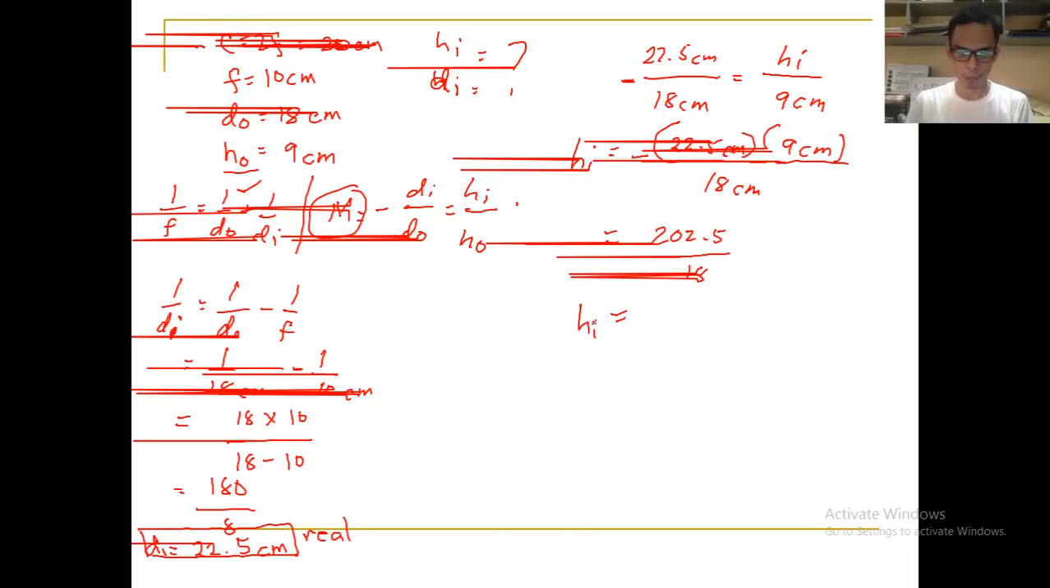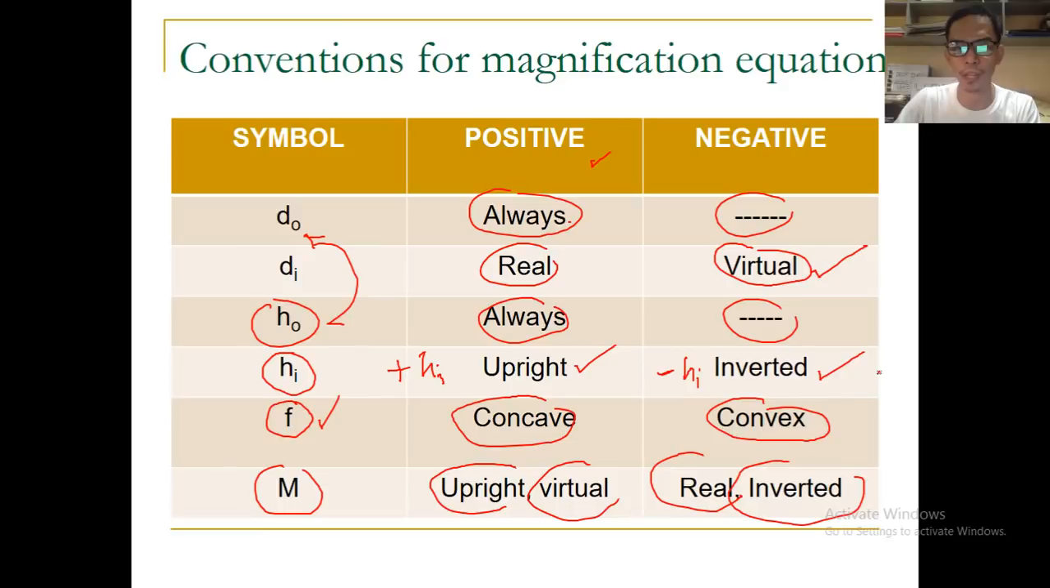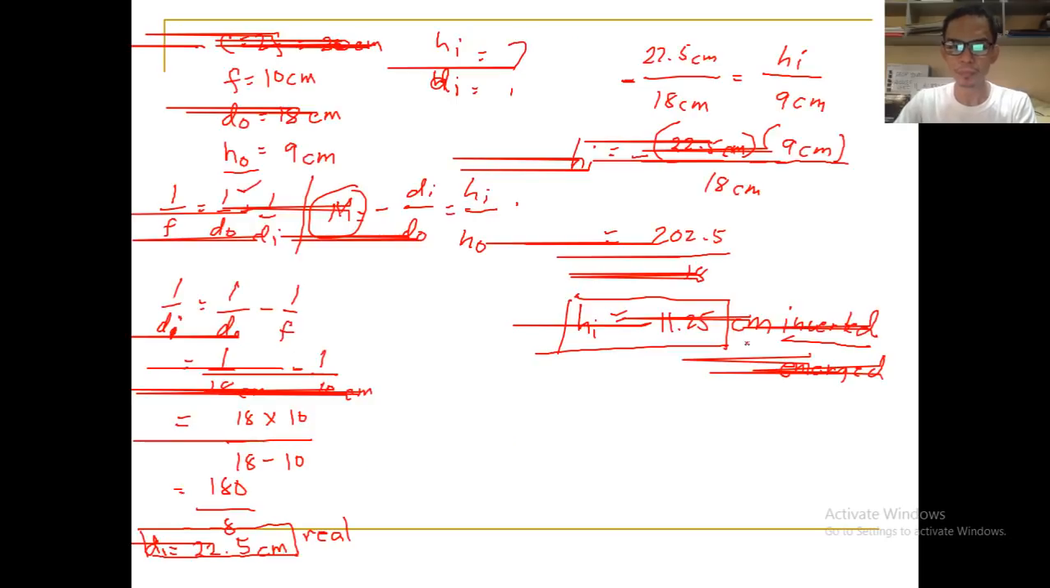So the height of the image is 202.5 over 18, which is 11.25. Don't forget the negative. What does this answer mean? If the height of the image is negative, the image is real and inverted. Negative 11.25, so it is inverted and enlarged. Let's see if we are correct. Yes, negative height of the image means inverted. Basically, that's how you compute for that problem.